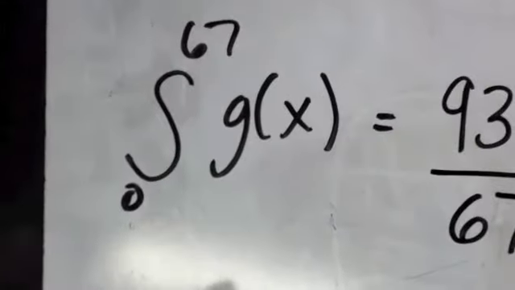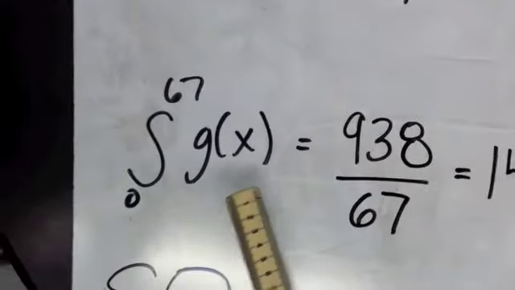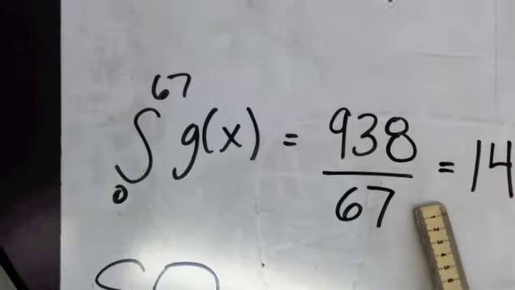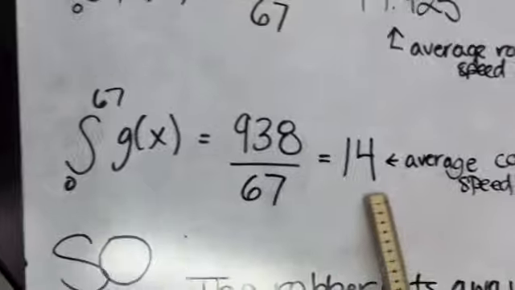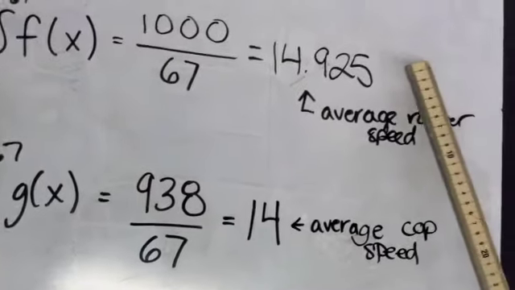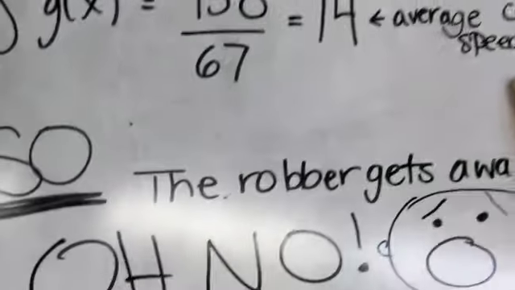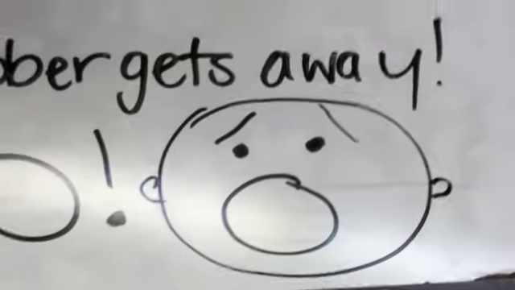The average velocity of the cops is the integral from 0 to 67 of g of x, which is 938 over 67, which gives the cops an average speed of 14 meters per second. Knowing that the average speed of the robber is faster than the average speed of the cops, we can tell that the cops will not catch the robber before he gets to the pond, leaving the robber to get away. Oh no!